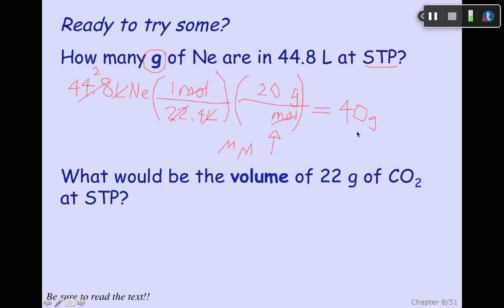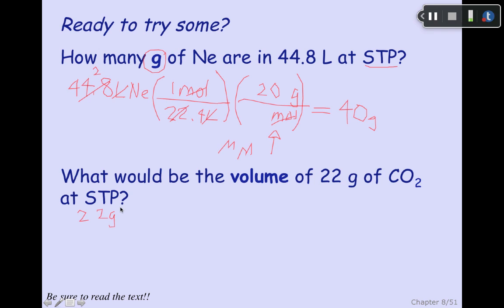So not so bad. Let's try another. This time let's try figuring out the volume given 22 grams of carbon dioxide at standard temperature and pressure. Well, start out with the value that you're given, the 22 grams, and think about where that's going to go.